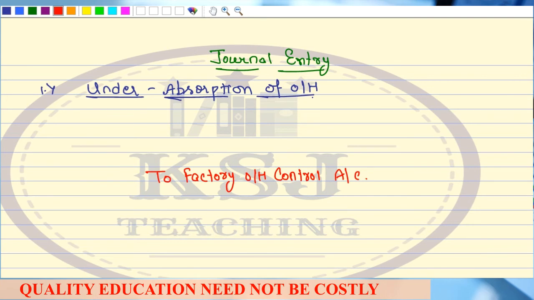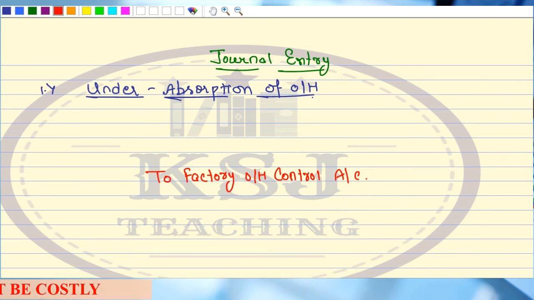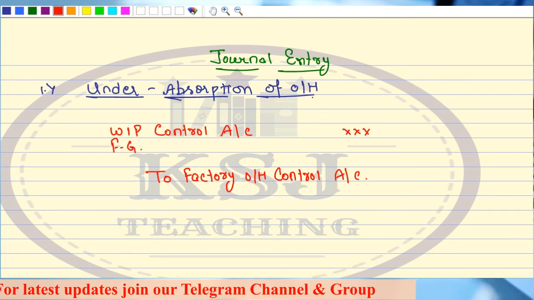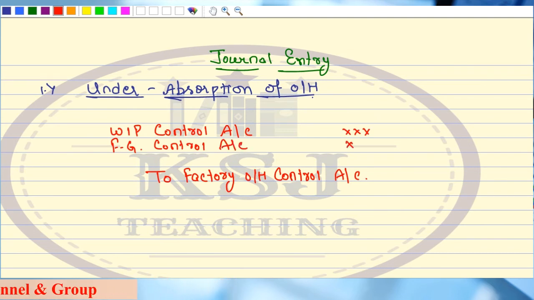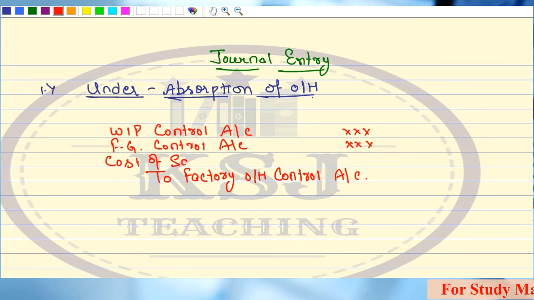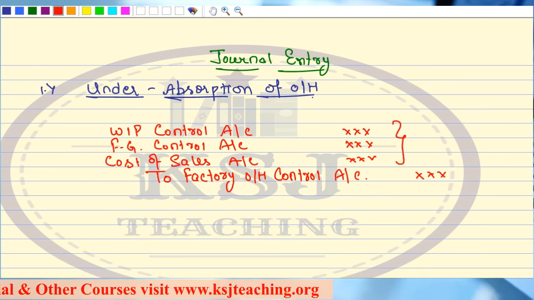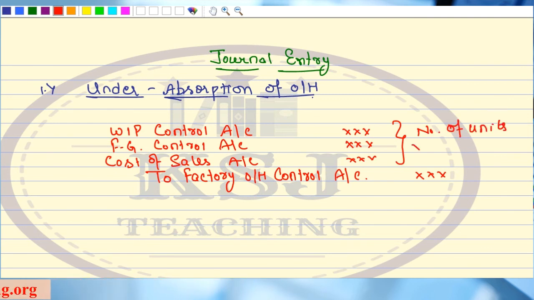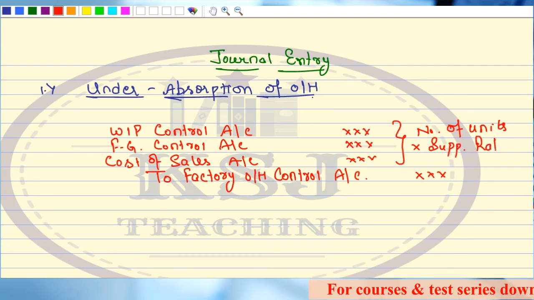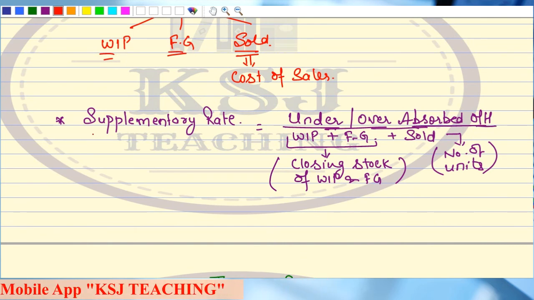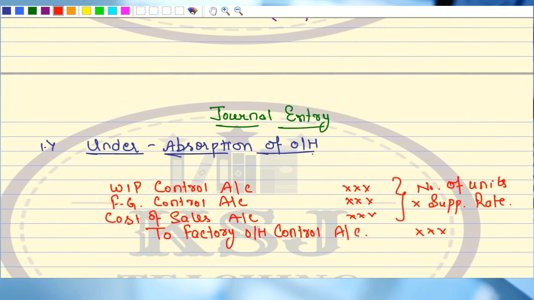What should be debited? Debited should be three parts from whom the amount is to be recovered. One is WIP control account. We always write as control accounts, right? Then finished goods control account. And the third is cost of sales account. Now, how to calculate it? Here you will take the full amount of over or under absorption. Number of units of WIP multiplied by the supplementary rate, that is the average rate that we have calculated. Similarly for finished goods, number of units in closing stock multiplied by the supplementary rate.